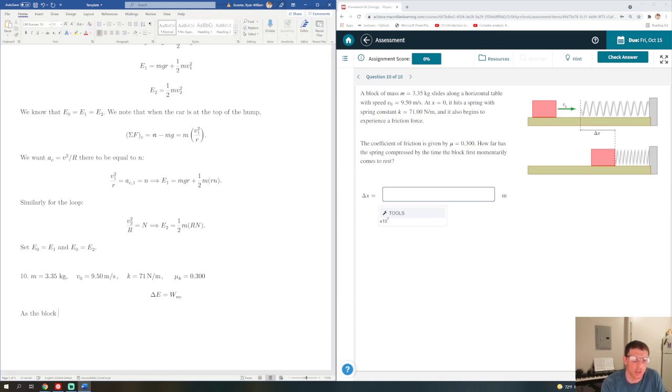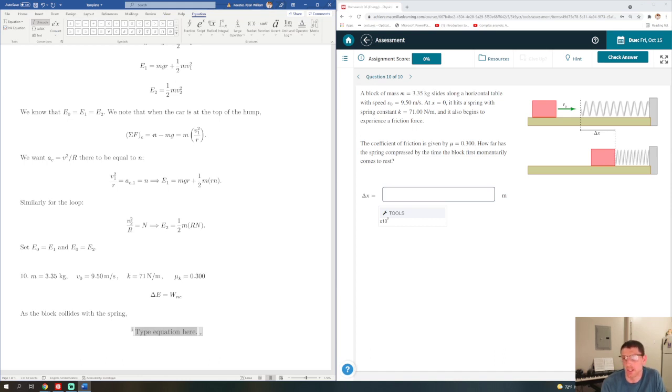As the block collides with the spring, there's only kinetic energy, right? Because the spring isn't extended or compressed, and we also have no change of height for the object here, so we don't have to worry about gravitational potential energy. So we could say E naught is simply the kinetic energy, and that's given by 1/2 m v naught squared, right?